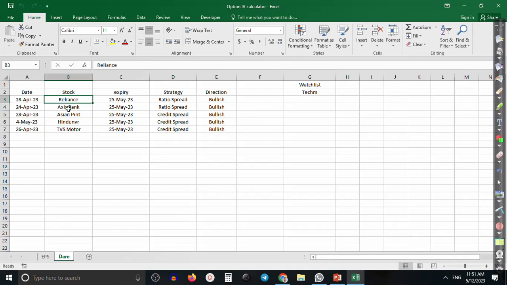For Reliance and Axis Bank, I use a ratio spread. My direction is bullish, so me and my students are all placing together. And there's another, Tech Mahindra, on the watch list, and for Asian Paint, Hindustan Unilever, and TVS, I place a credit spread, with my bullish direction.